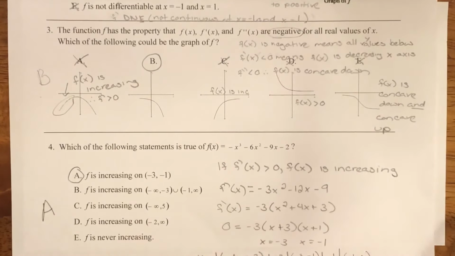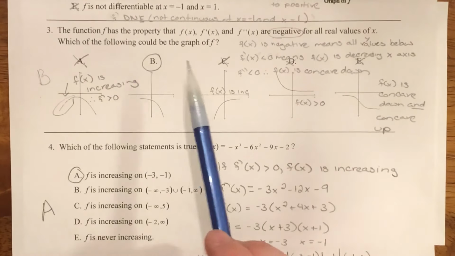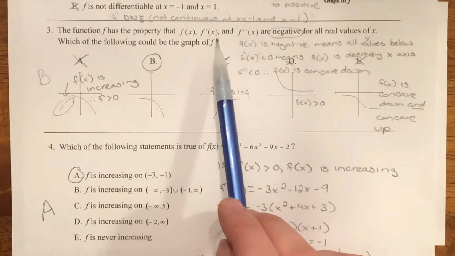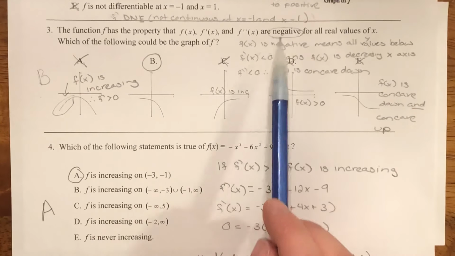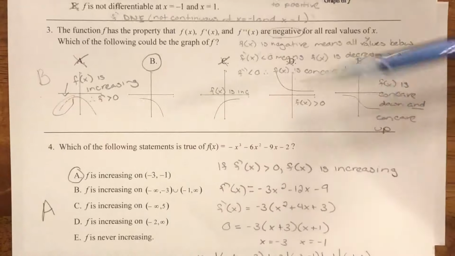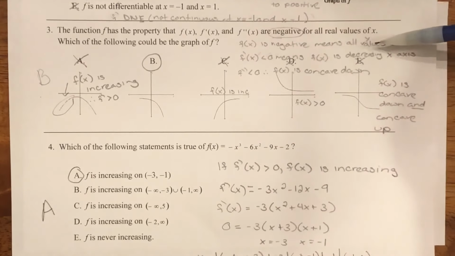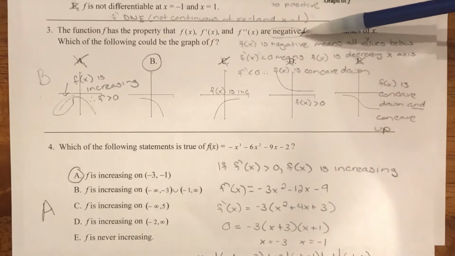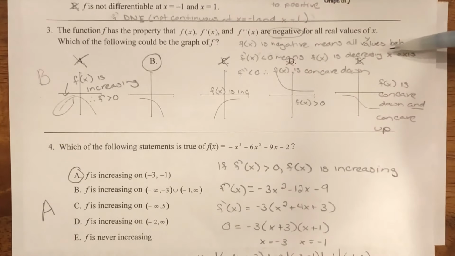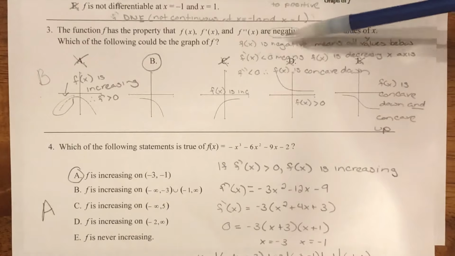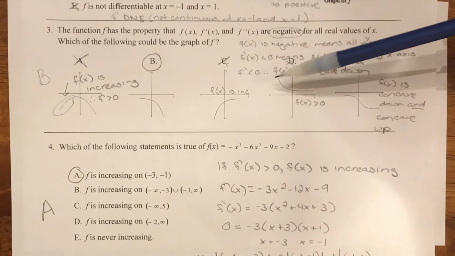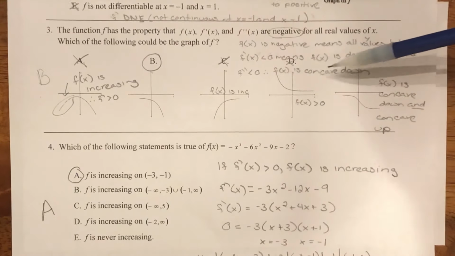In this one, you're thinking about this function f of x, f prime, and f double prime are all negative. So I wrote down before I ever look at the graph, if f of x is negative, that means all y values are below the x-axis. F prime is negative, that means f of x is decreasing. And f double prime is less than 0, so that means f of x is concave down.